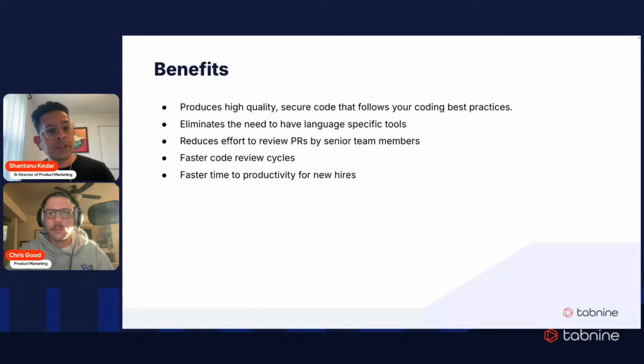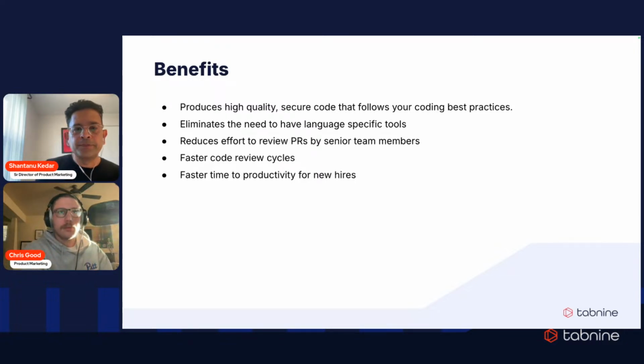It reduces the time and effort of senior engineering team members. So the time and effort involved in reviewing the PR goes down. This way, senior team members can focus their time on other important business initiatives. It results in faster code review cycles, and it also results in faster onboarding, so faster time to productivity for new engineering hires. Next slide.